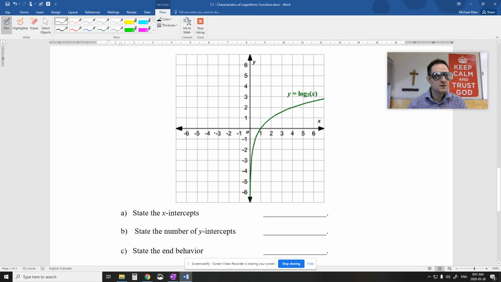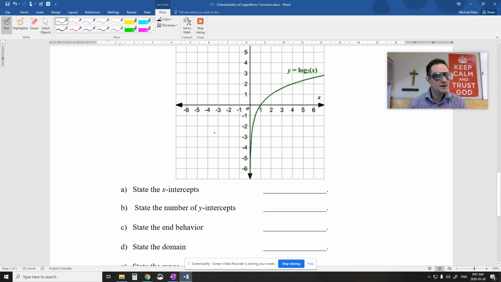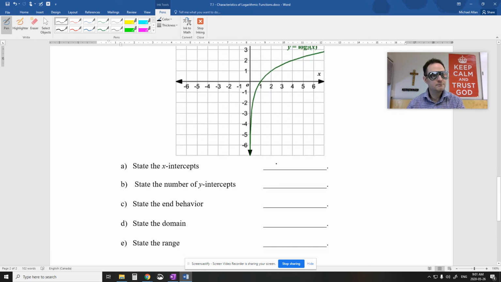Okay, so let's look at this log graph here. Got a nice little positive log graph. What's the x-intercept? Well, 1. You can state it as a point as well, (1, 0). However you want to write it, doesn't matter to me. There are no y-intercepts. End behaviors: because it's positive, it's going upwards here. I would say that this is coming from 4 over to 1. State the domain: this is just x is greater than 0, x ∈ ℝ. And what's the range? y ∈ ℝ.